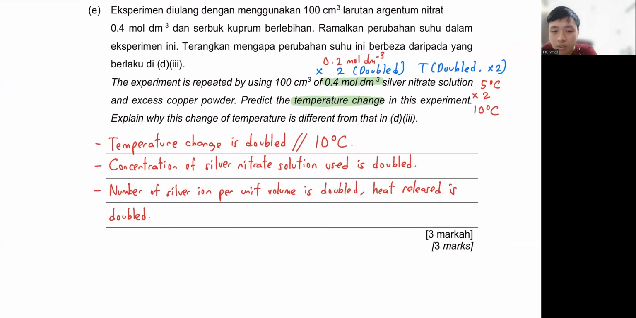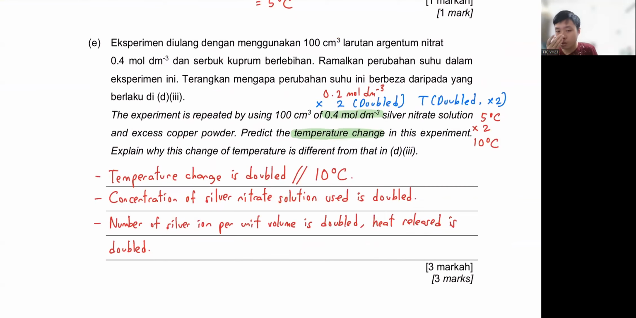So for this part, when they want you to predict the temperature change, you can say straight away 10 degrees Celsius, or you can say the temperature change is double. Why? Because the concentration is double here, the number of silver ions per unit volume is double, and the heat released is double.